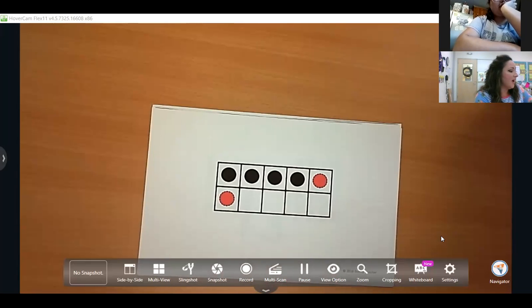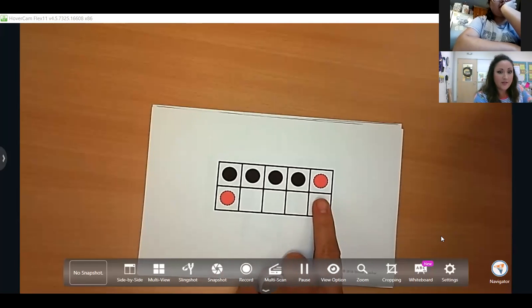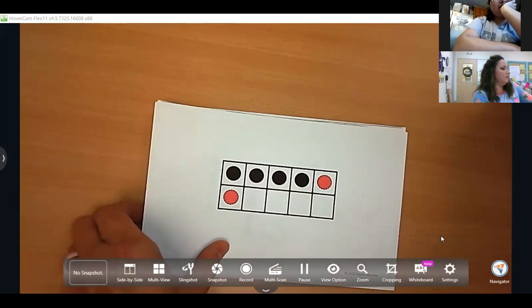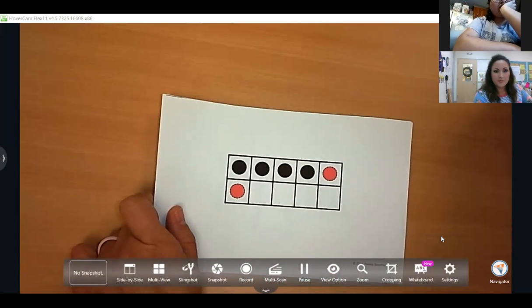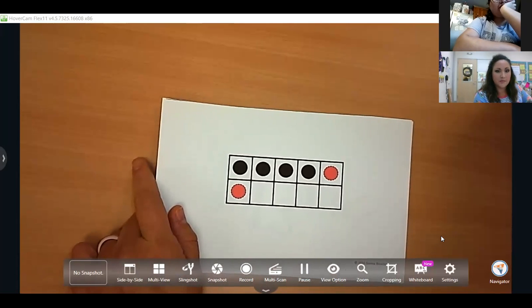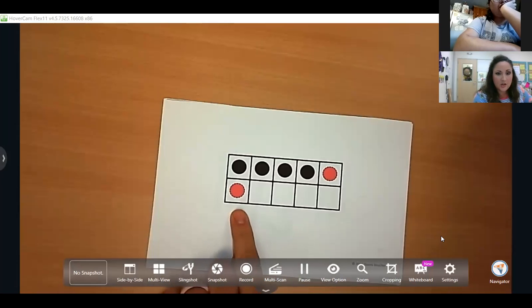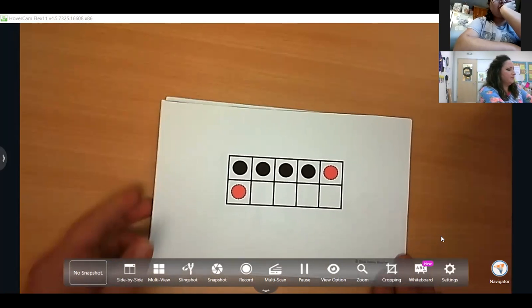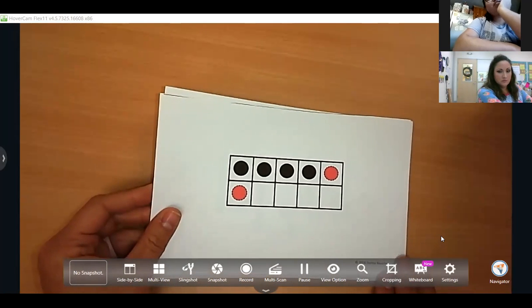They may say, I see 5 and 1. Either way they see it is fine. There's not a right or wrong answer unless the answer is wrong. Ultimately, you want this to work towards them being able to add and see different sets of numbers to work up to a 10.